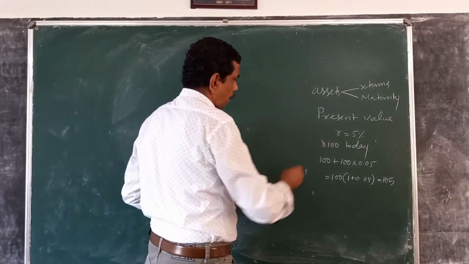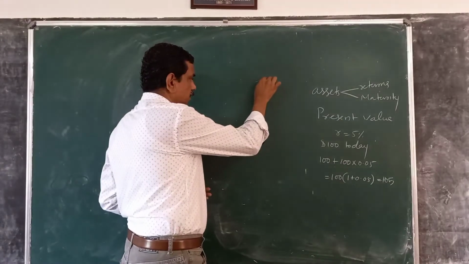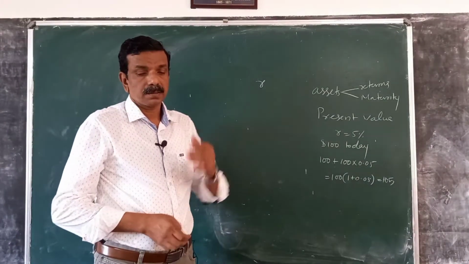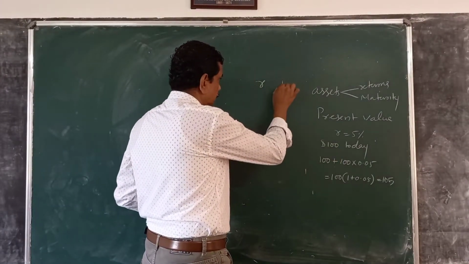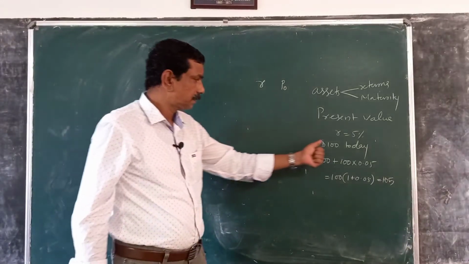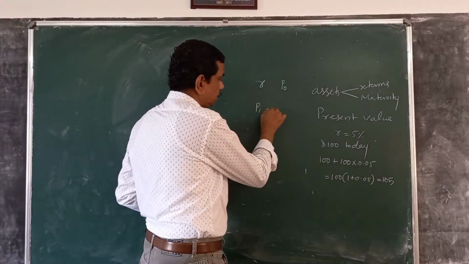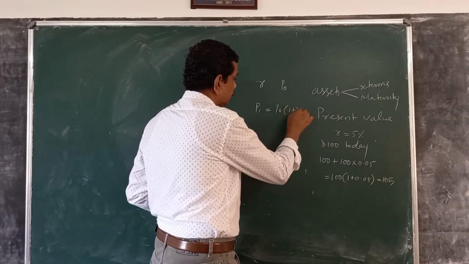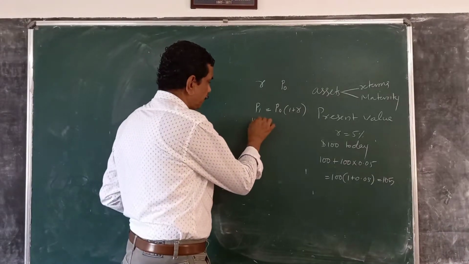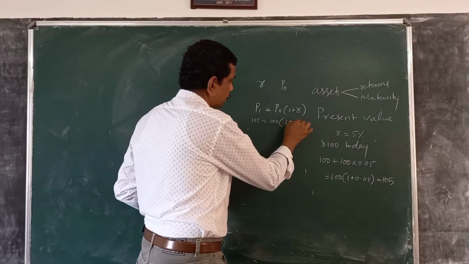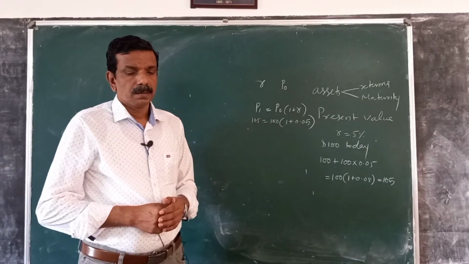To generalize, if the rate of interest is R, and if the sum lent today is P0, say 100 is P0, then at the end of 1 year, P1 is equal to P0 into 1 plus R. That is, 105 is equal to 100 into 1 plus 0.05.